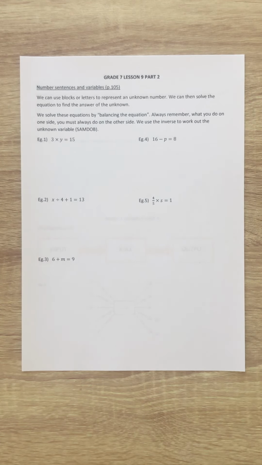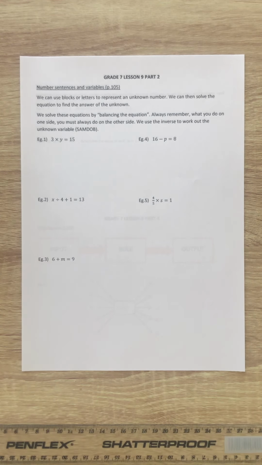We've got 3 times y equals 15. Now, when we are solving equations, the most important thing to always remember is we want our variable on its own. So we need to get the x or the y or the p or the q or the r, that letter, on its own. So we need to get rid of everything else on that side of the equal sign. And by doing that, we're going to use the inverse of BODMAS, which is SAMDOB.